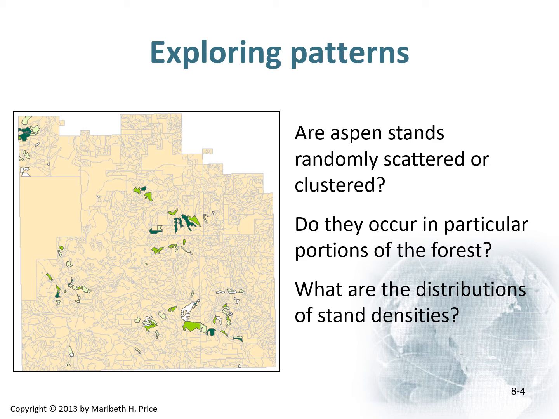We can also use this to query patterns, to explore patterns. So are aspen stands randomly scattered or clustered? Do they occur in particular portions of the forest? What are the distributions of the stand densities? Once we identify the various stands, we can look at the physical configuration for where they're located and all these other things. And it's really hard to do that if you don't isolate that data from the other stuff. In other words, if you don't query out just the forest type you're interested in from the others, it makes it difficult. Once you do that, in this example, we can symbolize it with colors based on another field.